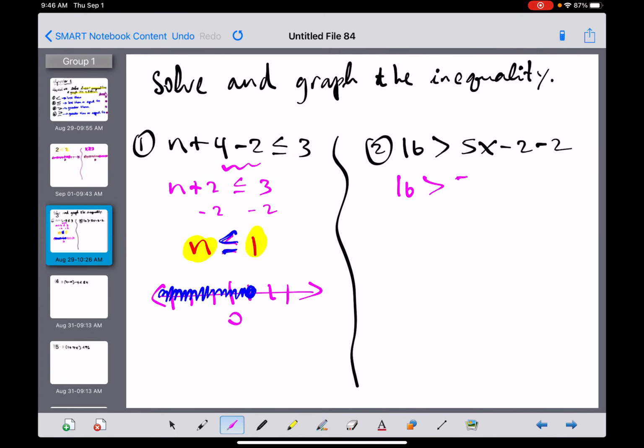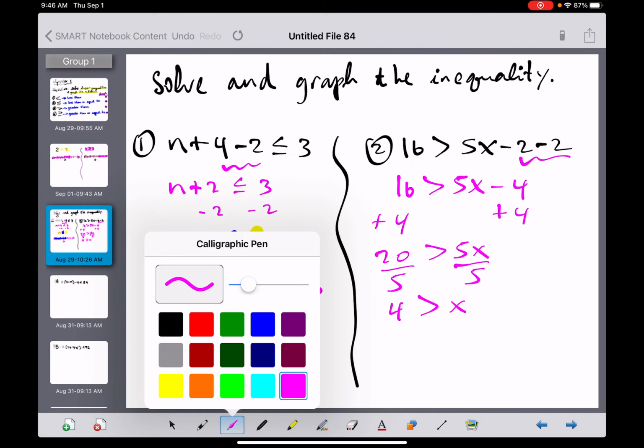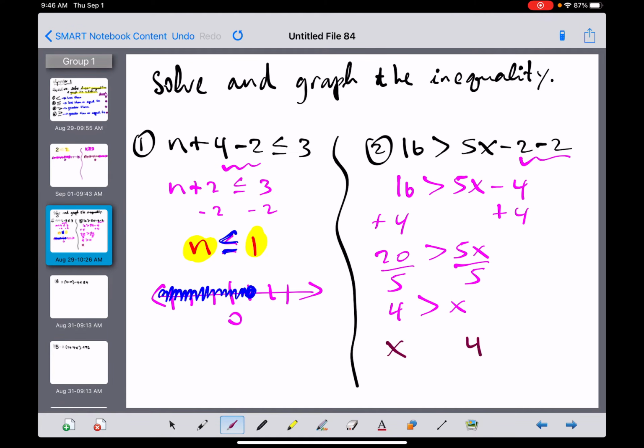So 16 greater than 5x minus 4. This right here will give you negative 4. And then I'm going to add 4 to both sides. We have 20 greater than 5x. And then divide both sides by 5. We have 4 greater than x. So in this problem, notice that the x is on the right-hand side and not on the left, right? And the number is on the left, so we have to flip the answers around. So the x needs to go here and the 4 needs to go here. That's the rule, okay? And since we just flipped our answers, our inequality from greater than becomes less than. If you don't flip, your answer will be wrong. So that's our answer right there.